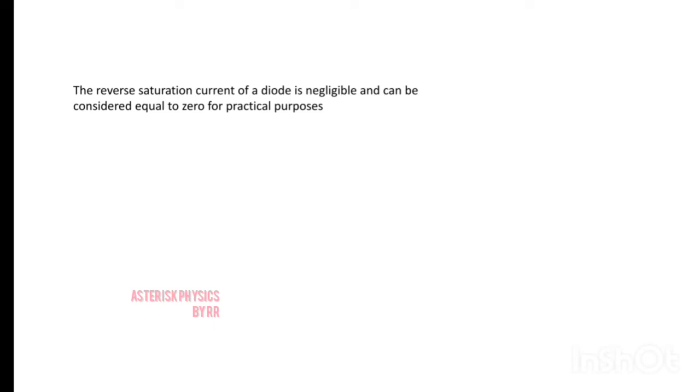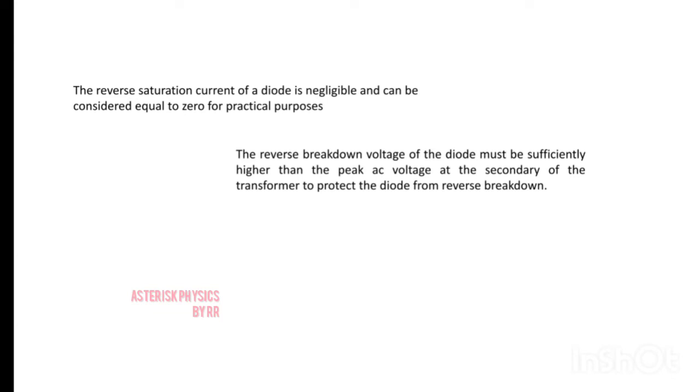Here the reverse saturation current of a diode is negligible and can be considered equal to 0 for practical purposes. While constructing a half-wave rectifier, care should be taken that the reverse breakdown voltage of the diode must be sufficiently higher than the peak AC voltage at the secondary of the transformer to protect the diode from reverse breakdown.